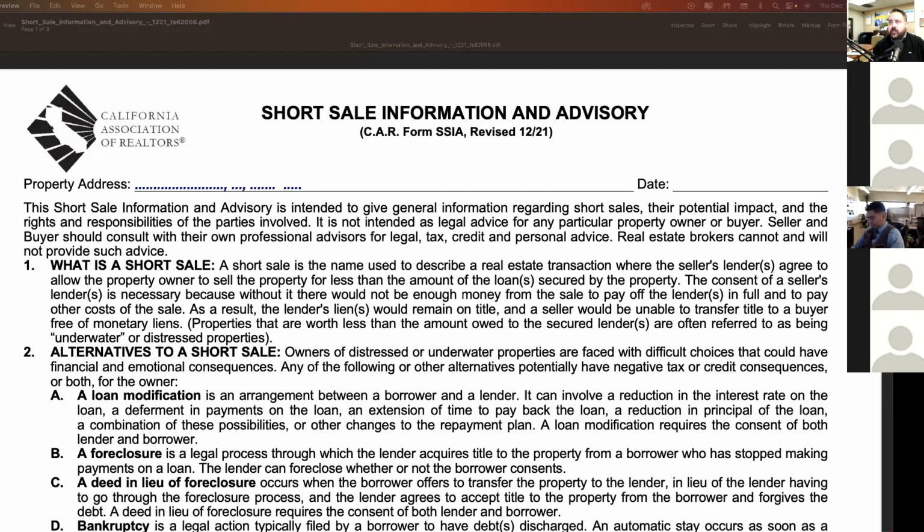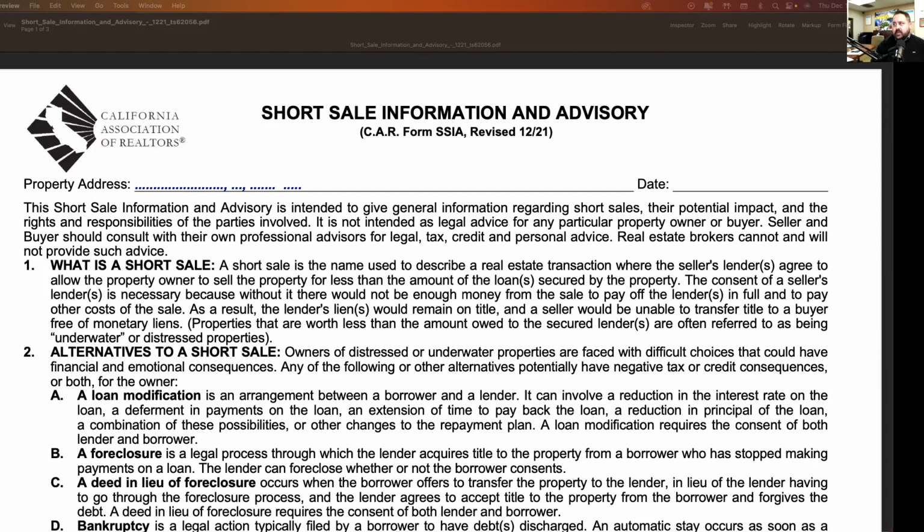And let's start here. So I'm going to go ahead and share my screen. You guys should be looking at right now the short sale information advisory. And it is exactly what it says it is. It is the short sale information advisory. And what this does is when I'm taking a short sale listing, I want to include this into my listing contract with my seller.